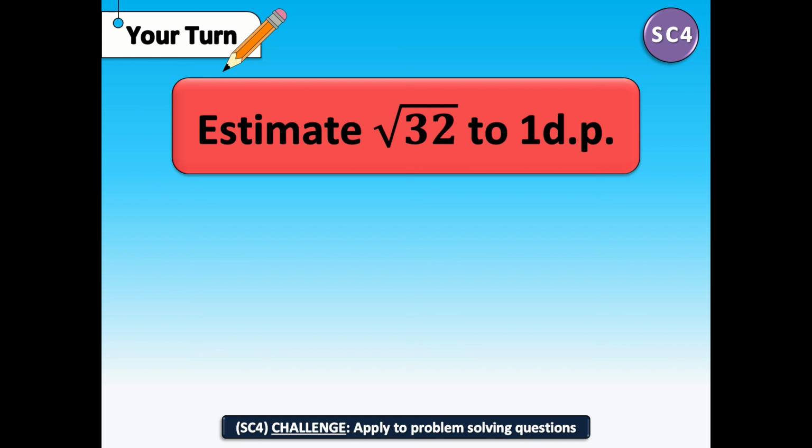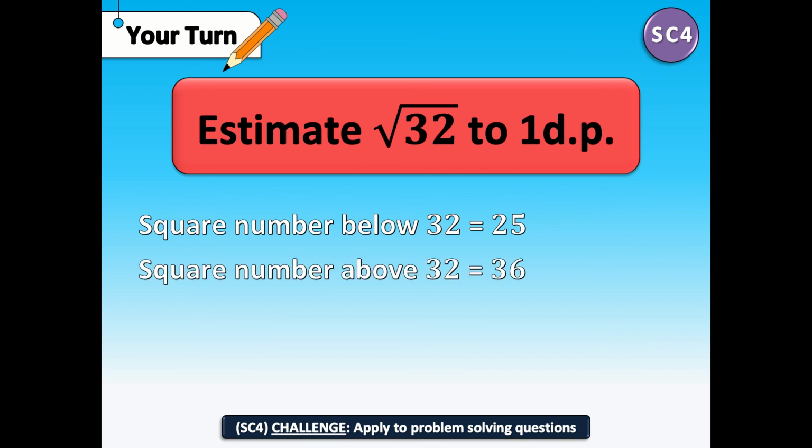So for the square root of 32, first of all write down the square number below 32, so that's 25, and the square number above 32, so that's 36. It's 7 away from 25, and 4 away from 36, so it's going to be closer to the square root of 36 than it is to the square root of 25, but not by much.